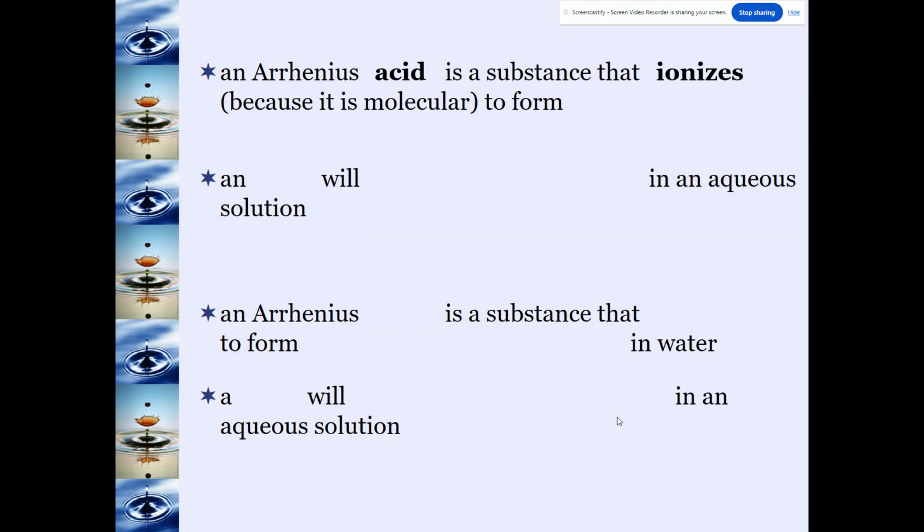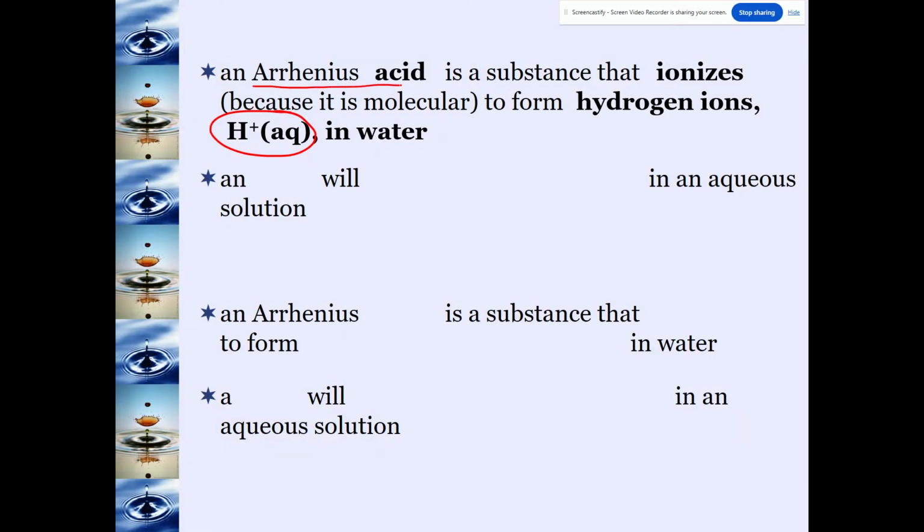He said an acid is a substance that when it is put in water, it's going to ionize. And again, we use the word ionize instead of dissociate because it's not starting as ions like an ionic compound does when it dissociates. Acids technically are molecular, but they do form ions when they are dissolved in water. They form specifically hydrogen ions. So that's the definition of an Arrhenius acid. It is a substance that splits into hydrogen ions in water.